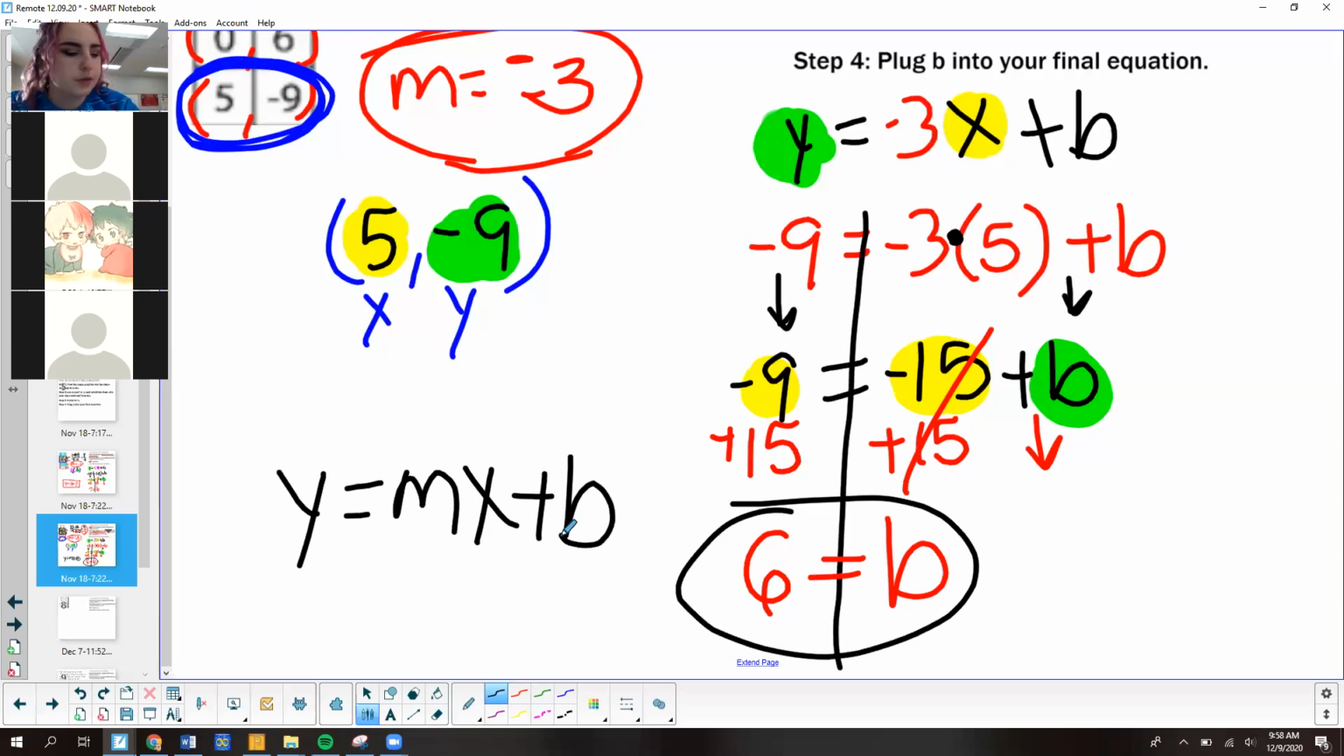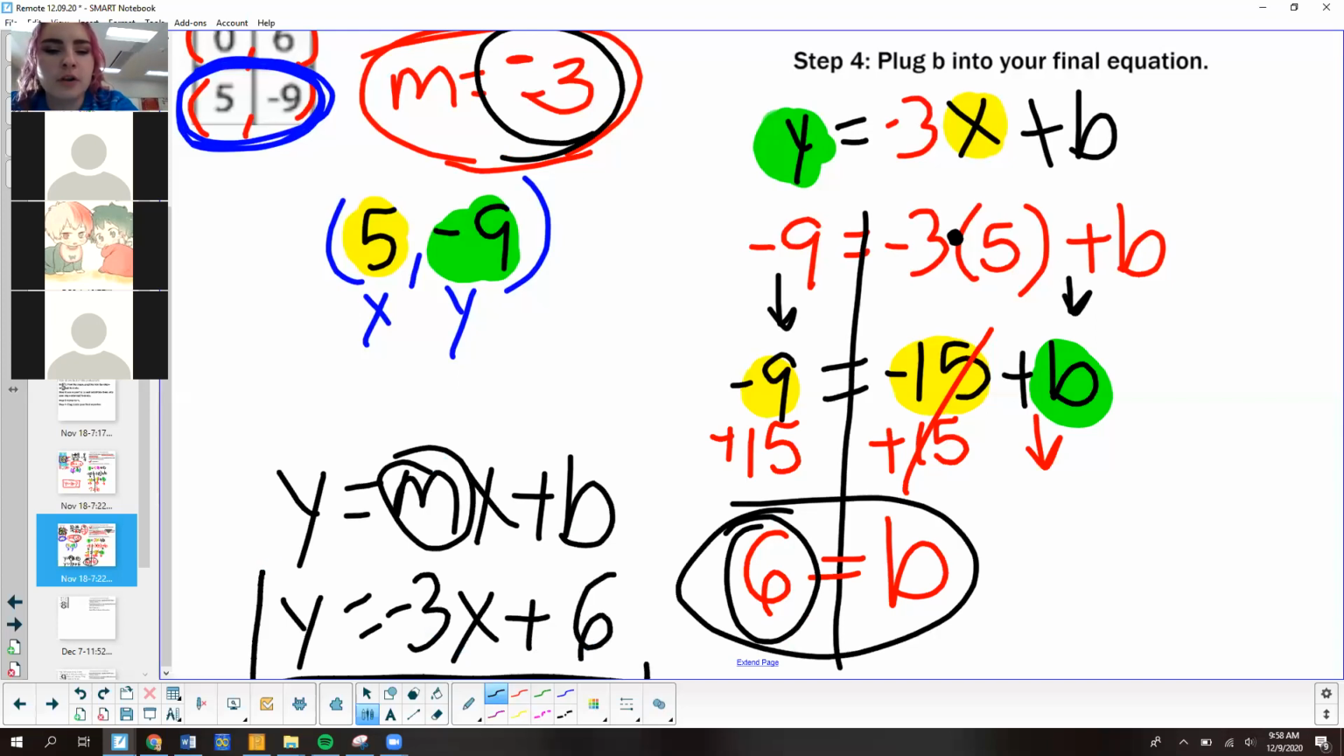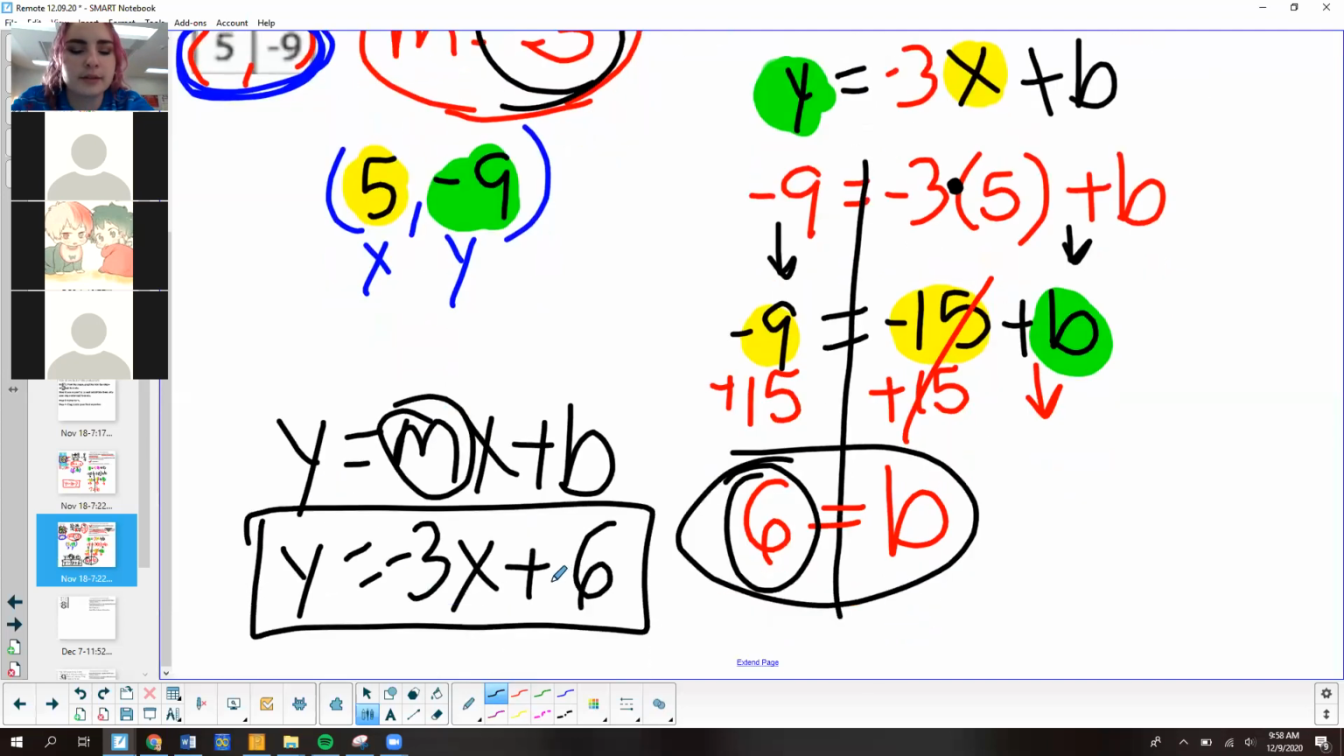Good, guys. So I keep almost writing on the screen with my pen. All right, good. So remember, we're going to replace m with what we found for m. So we're going to have y equals -3x. And then for b, we found 6. So for b, we're just going to have plus 6. So our final equation from this table is going to be y equals -3x plus 6.